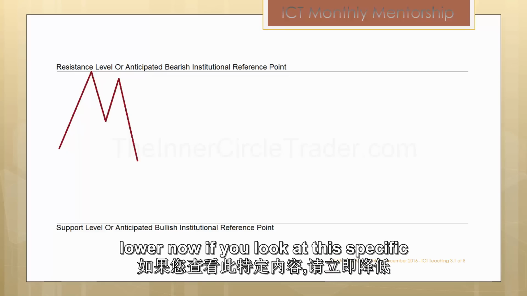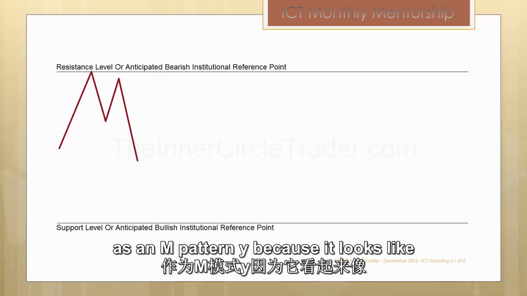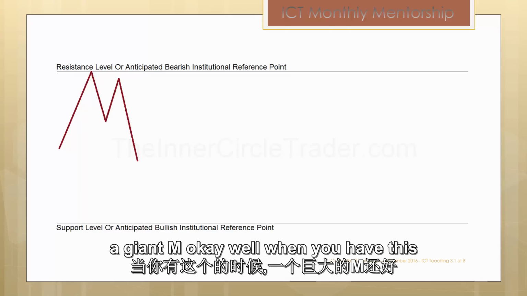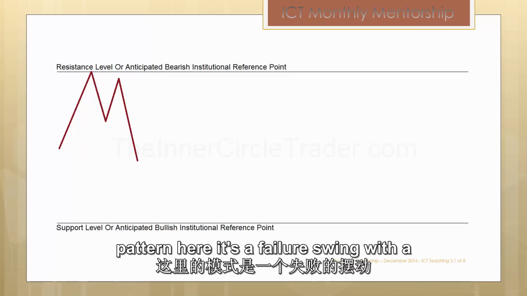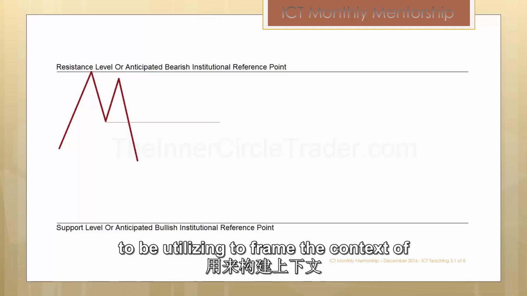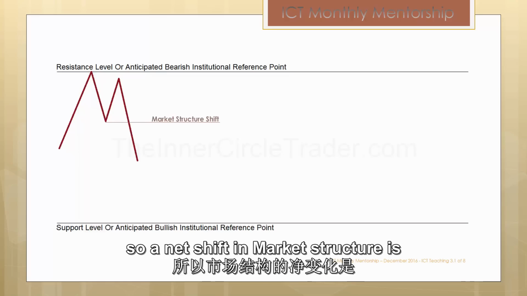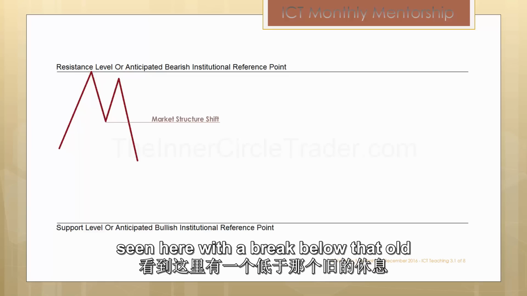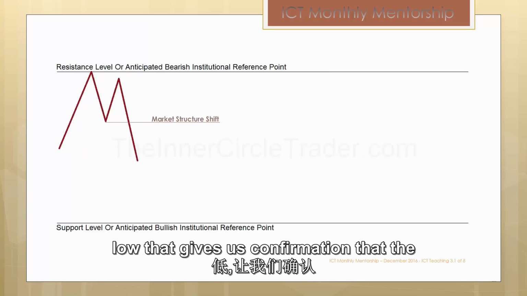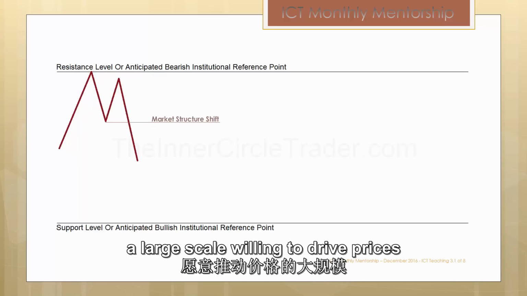Now, if you look at this specific pattern here, this is what is referred to as an M pattern. Why? Because it looks like a giant M. When you have this pattern, it's a failure swing with a confirmation break in market structure. That low right here is what you're going to be utilizing to frame the context of the market structure shift. So when that shift in market structure is seen here with a break below that old low, that gives us confirmation that the market does in fact have participants on a large scale willing to drive prices lower.